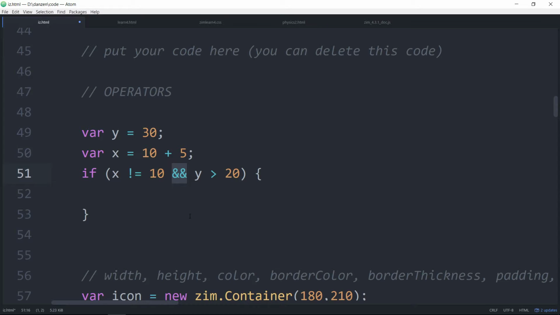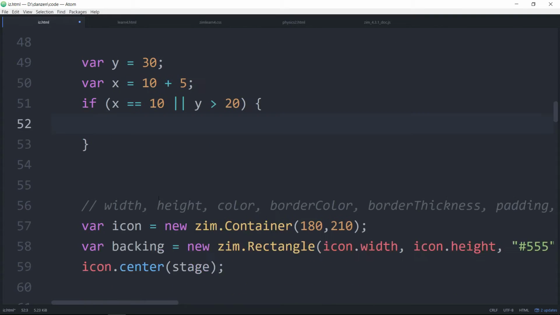There's an or, so that's with two pipes. Pipes are found above the enter key, above the backslash, just hold down the shift key. And that is an or. So if x is not equal to 10 or y is greater than 12. Now we could say something like this. If x is equal to 10, which it's not, or y is greater than 20, which it is, so that's true. So this would still work. So those are some of those operators.